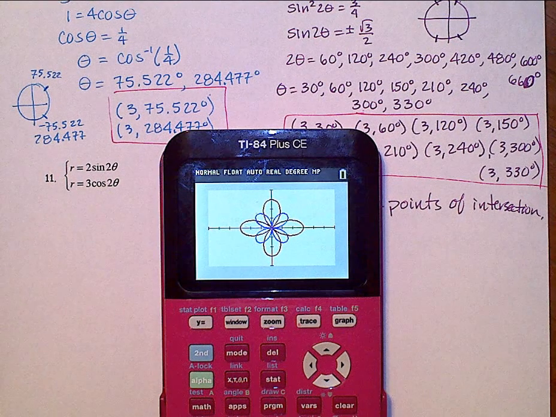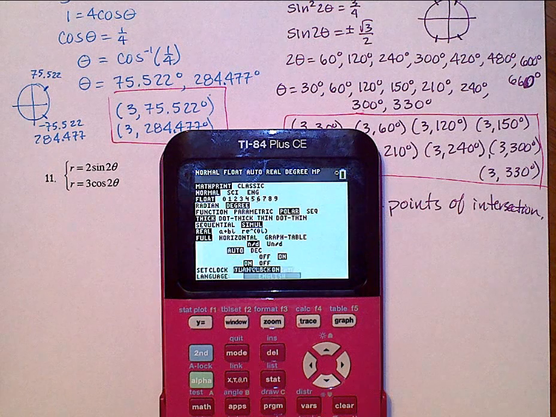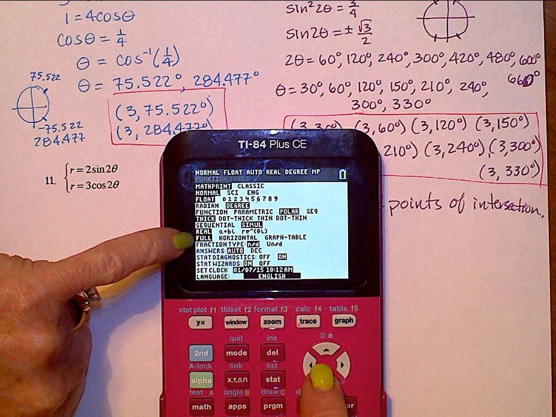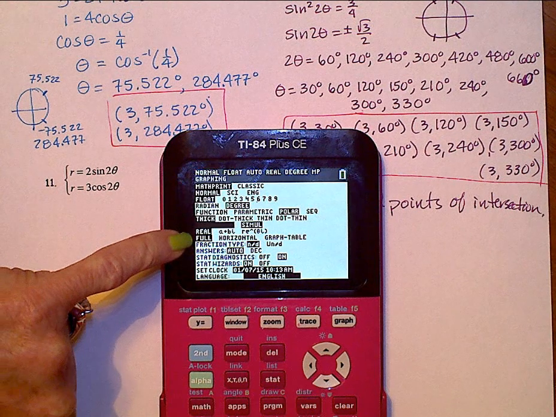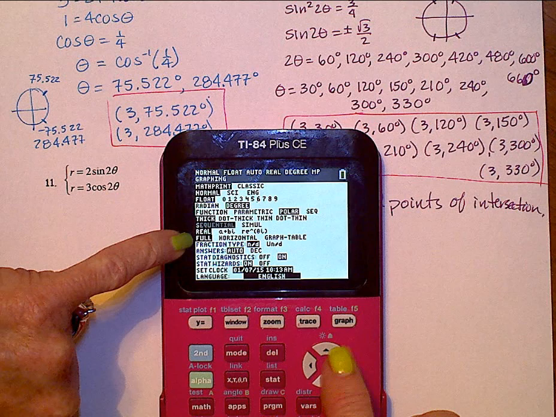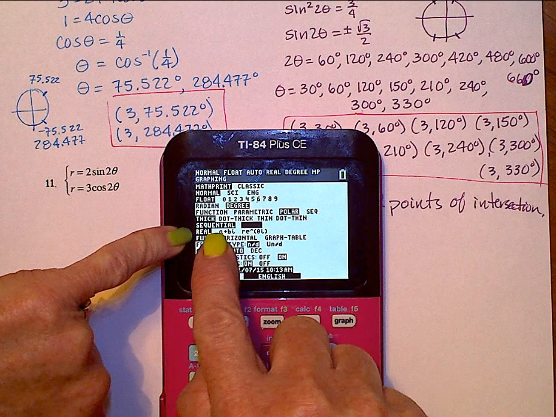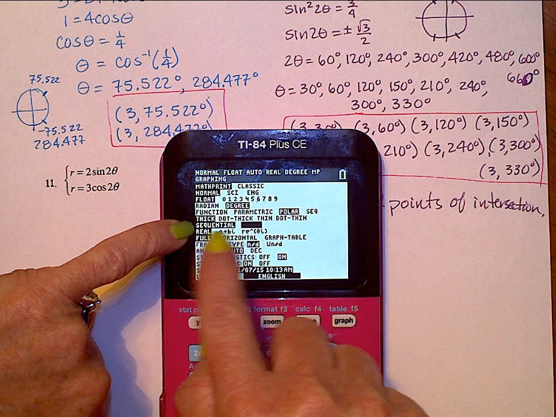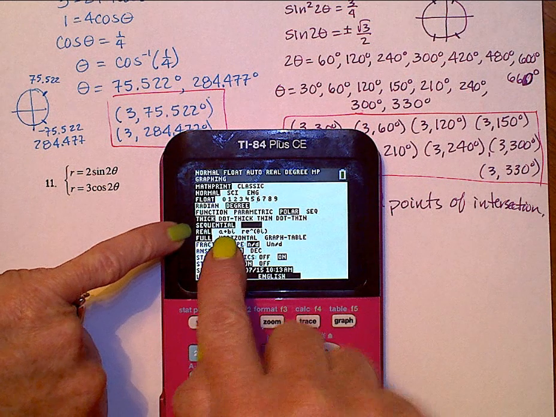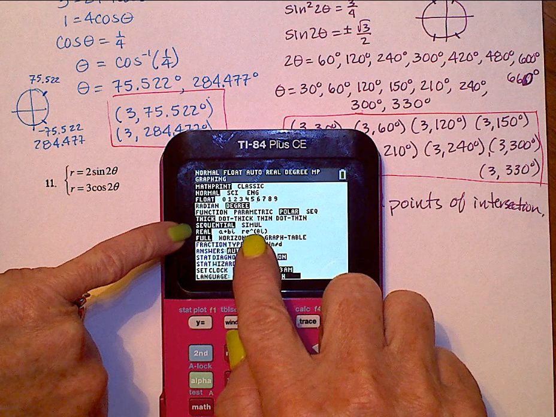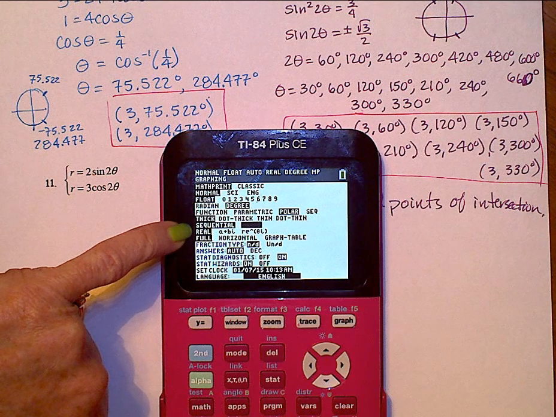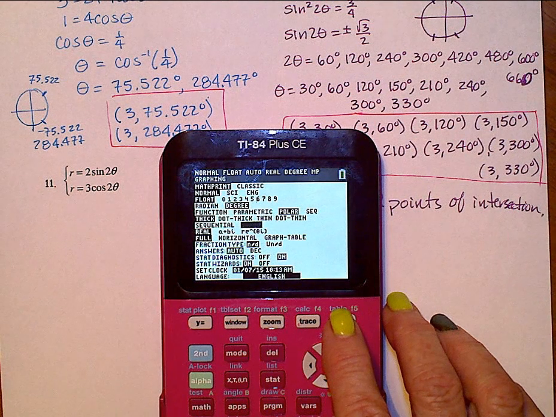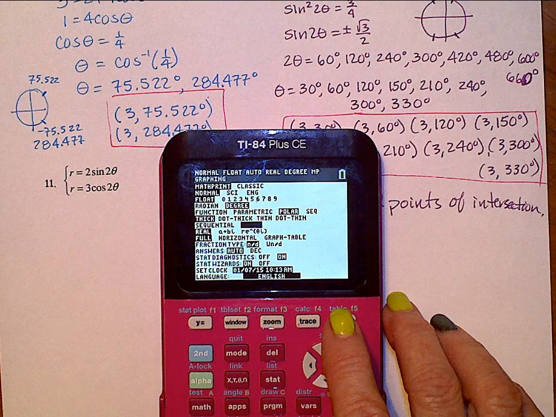So what I'd like you to do, go to your calculator, go to the mode, and I want you to look down here in this first column, and you probably have sequential as highlighted. And sequential means that your calculator will graph each function individually, one right after the other one, so in sequence. I want you to graph these simultaneously. So put that on simultaneous, which means it will graph the two equations at the same time.